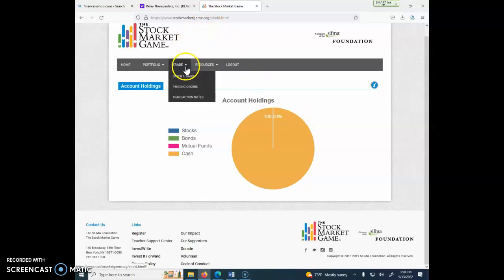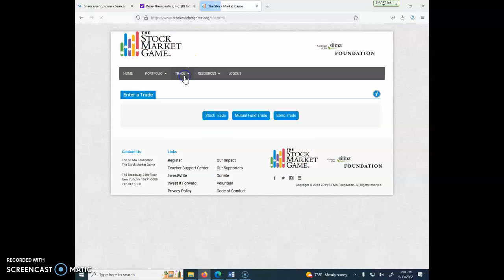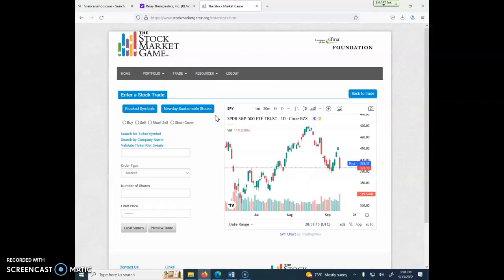Let's go to trades. I want to enter a trade. So if I want to buy or sell stock, I go to trade and click enter trade. We're going to be doing stock trades, not mutual funds or bonds, stock trades. So I'm going to click stock trade. And the first thing I want to do is a buy. I'm going to buy me some stock.